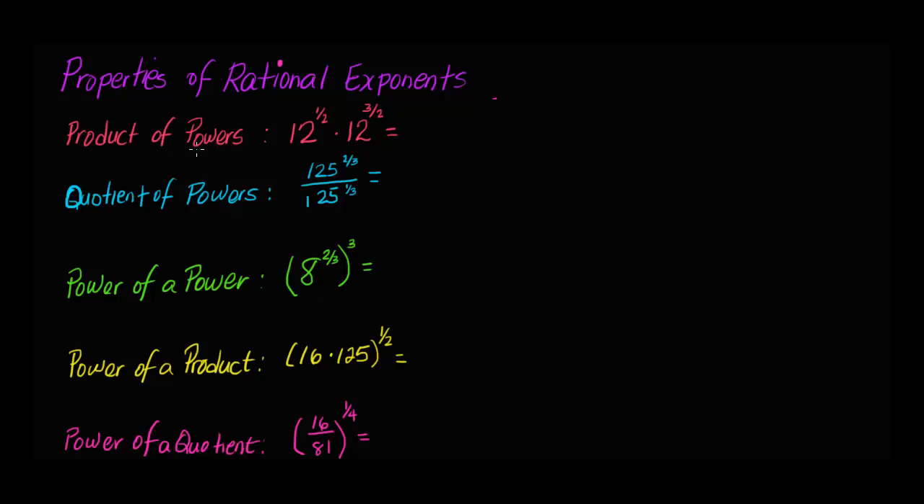Product of powers. That means that when I'm multiplying numbers that have the same base, I can add the exponents. So I keep the base, and I take the exponents and add them together. 1/2 plus 3/2 gives you 12 to the 4/2 power, and that gives you 12 to the second power, because 4 over 2 is 2, and then you get 144. And there you have it.